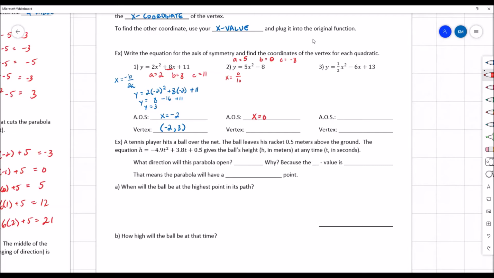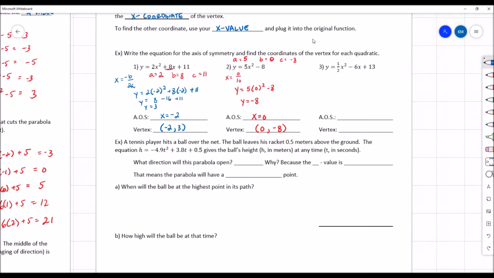To find our vertex, then we plug it into our function, y equals 5 times 0 squared minus 8. 5 times 0, 0. So minus 8 is negative 8. So our vertex is at 0, comma, negative 8. Again, our axis of symmetry is always the x-coordinate of our vertex.